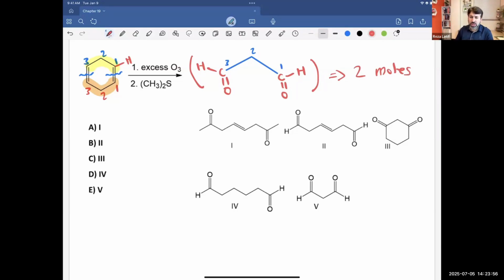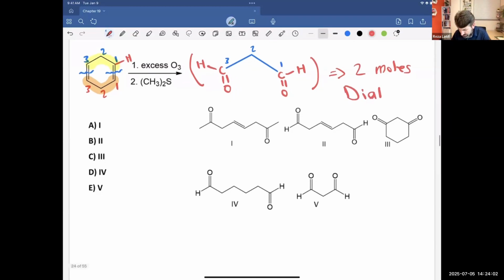The dialdehyde molecule. Okay, so the correct answer for it is going to be number 5, and that's the molecule that we should choose as the final product.